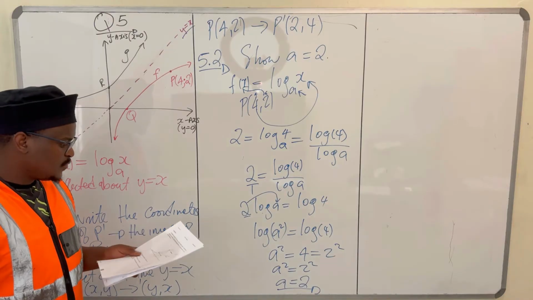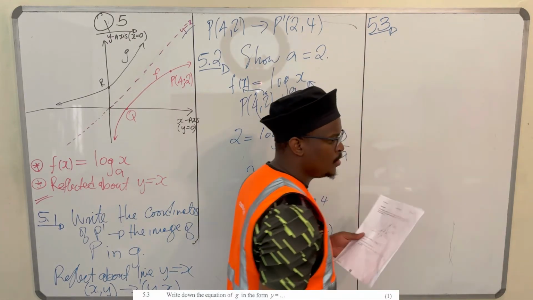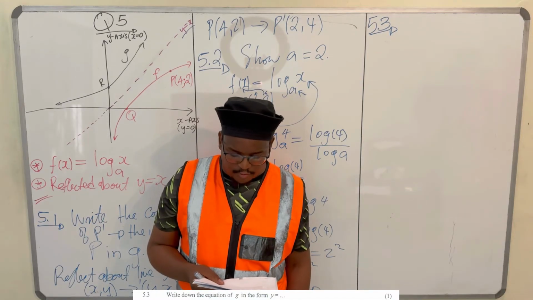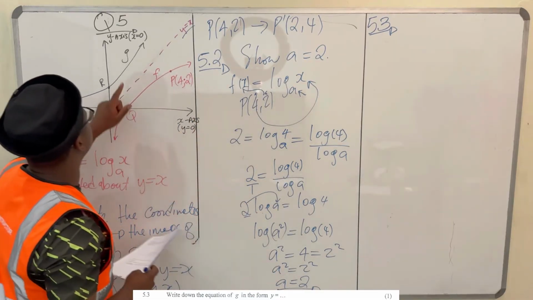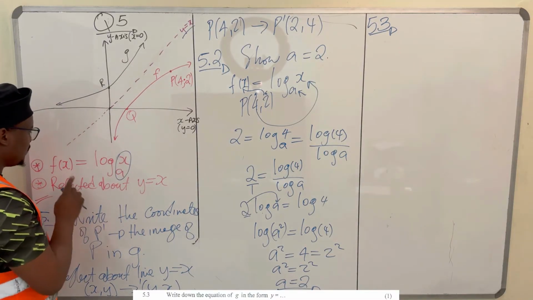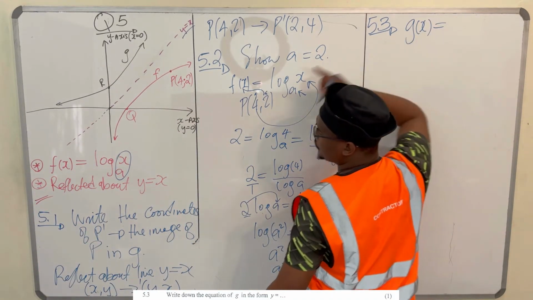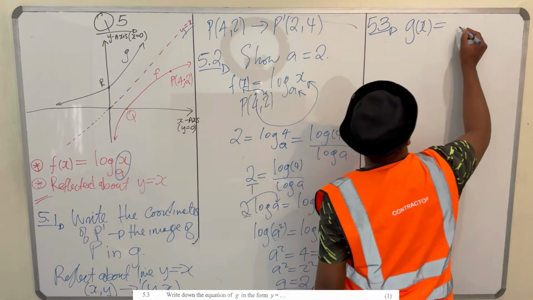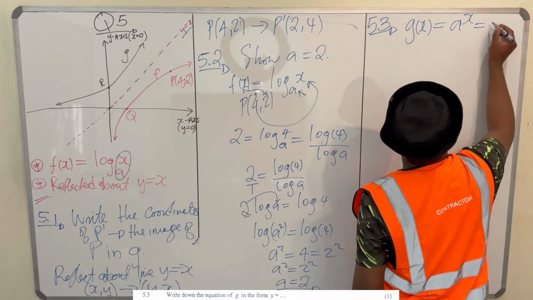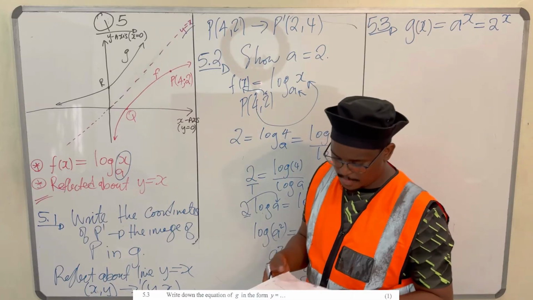And we're done here. We go to the next one, which is 5.3. What are they saying at 5.3? They're saying write down the equation of g in the form y is equal to. So they want us to write down the equation of g, this exponential equation. So where do you take it? You take it here. It's y is equal to this part here. So the equation for g of x is equal to a raised to x. And your a is what? It's 2, because you just proved that a is equal to 2. So your g of x is equal to 2 raised to x. That is your equation for g. Easy, right? No problem.